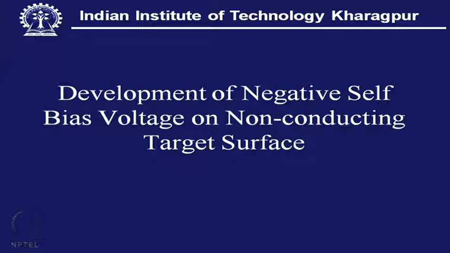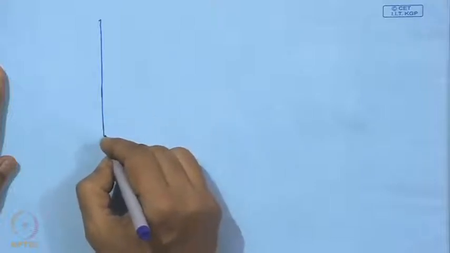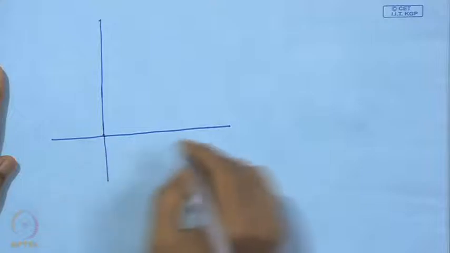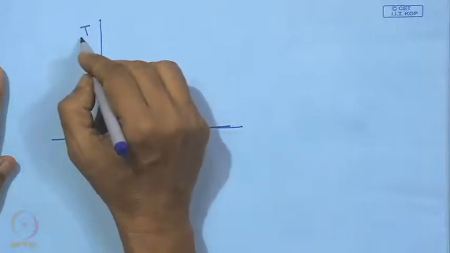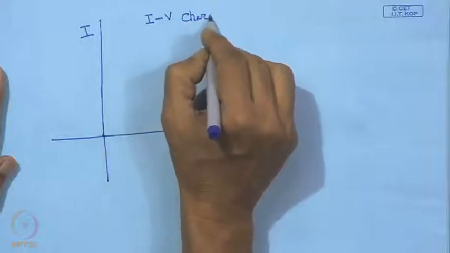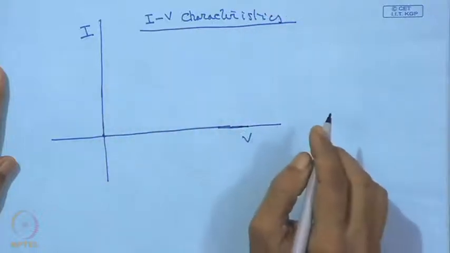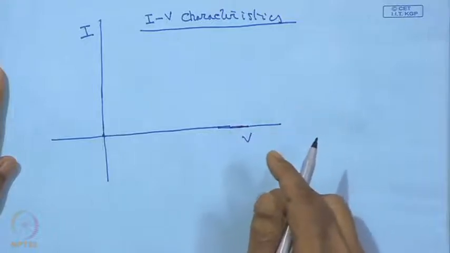Now, this development of negative self-bias voltage on a non-conducting target surface, we have been discussing how it is developed, but this can also be explained in another way. Let us have a quick look: if we draw another diagram showing this, where this is I and this is V, it is also the I-V characteristics of one electrode which is immersed in a plasma volume.